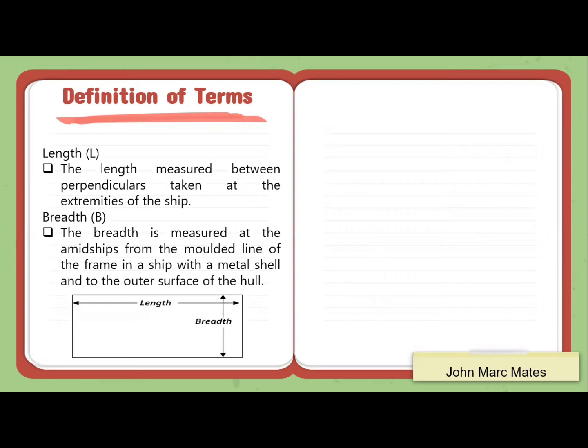Length. The length is measured between the perpendiculars taken at the extremities of the ship. Breadth. The breadth is measured at the amidships from the molded line of the frame in a ship with a metal shell and to the outer surface of the hull. As you can see below in the illustration, this is how you measure the length and the breadth.